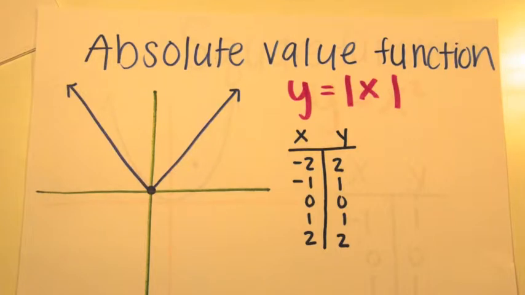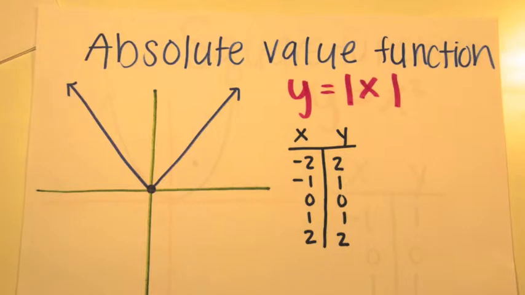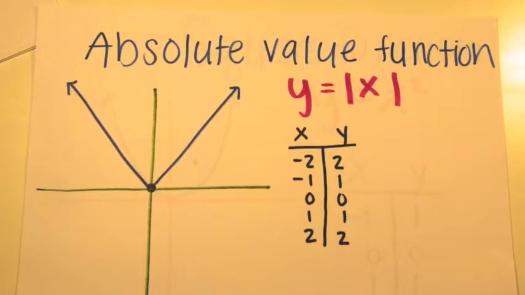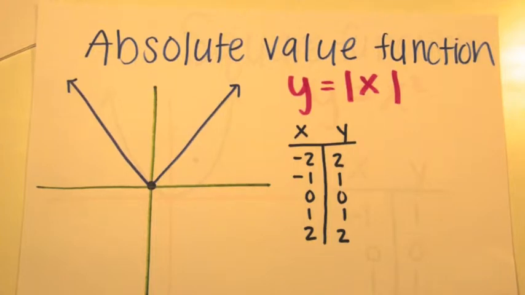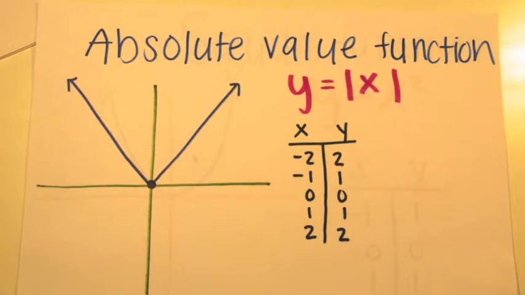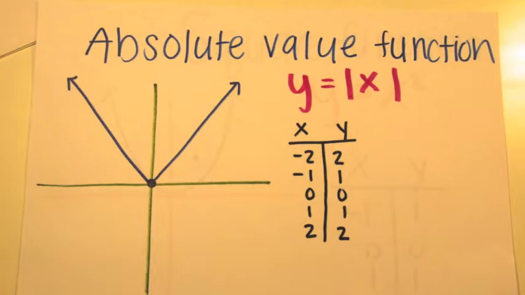I also can tell that the domain is negative infinity to infinity because I can plug in any x value. But the range is 0 to infinity because y can't be negative because the absolute value doesn't allow for negative numbers. I also can figure out my local minima. Since my y value can't go beyond 0, then I know that my minimum point is 0, 0.